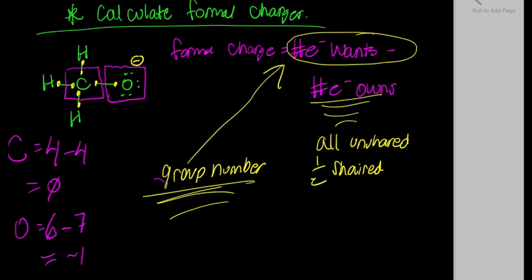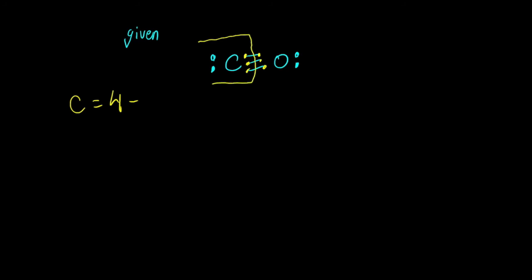Let's do another one using my method. So again, we're given this molecule here. Step 1, I suggest putting dots on top of each of these lines so that you could count things. So the formal charge for carbon is going to be equal to the group number for carbon minus how many electrons it owns. So we count half the bonds and all the dots. So it's going to be -1.